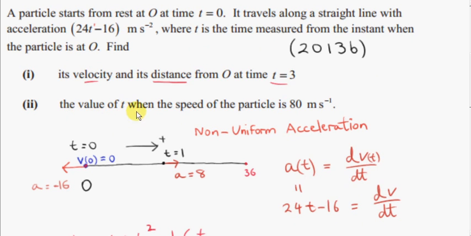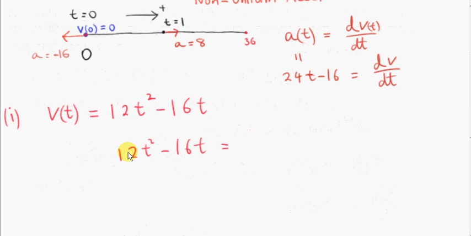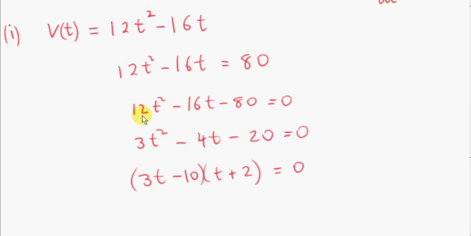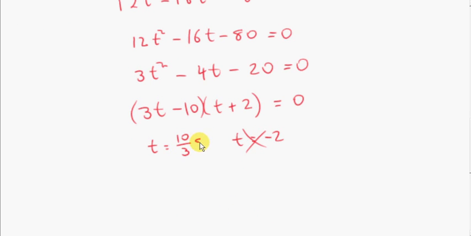In the next part, we want the value of t when the speed of the particle is 80 meters per second. So what we do is we set the speed v of t equal to 80. So we get a quadratic equation in t. So we have to have 0 on one side. Okay, you can divide this by 4, and it has factors. Set each factor equal to 0, the usual, and you get t equals 10 over 3. When you set this first factor equal to 0, the other solution is minus 2. But the timer starts at 0, so we disregard a negative value for t. So the answer is 10 over 3 seconds.